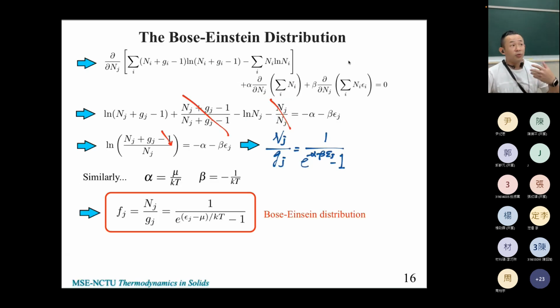Okay, so for Fermi-Dirac, you get plus 1, and for Bose-Einstein, you get minus 1. Similarly, we set alpha equal to mu over kT, beta equal to 1 over kT. So you have the Bose-Einstein distribution like this.